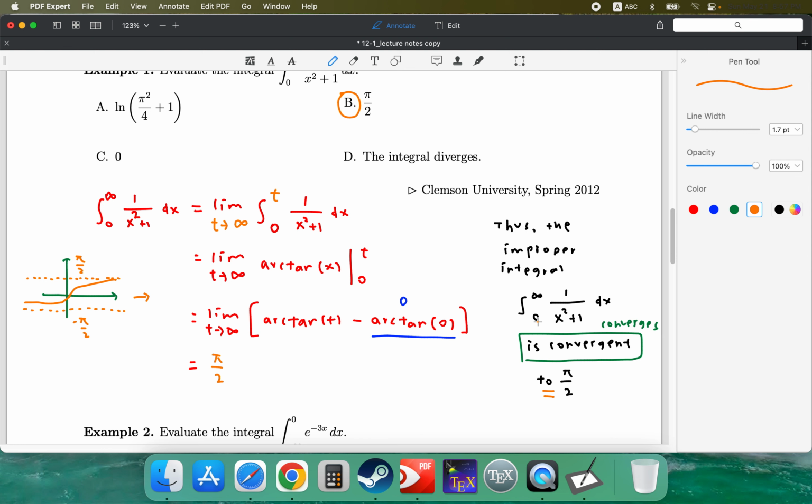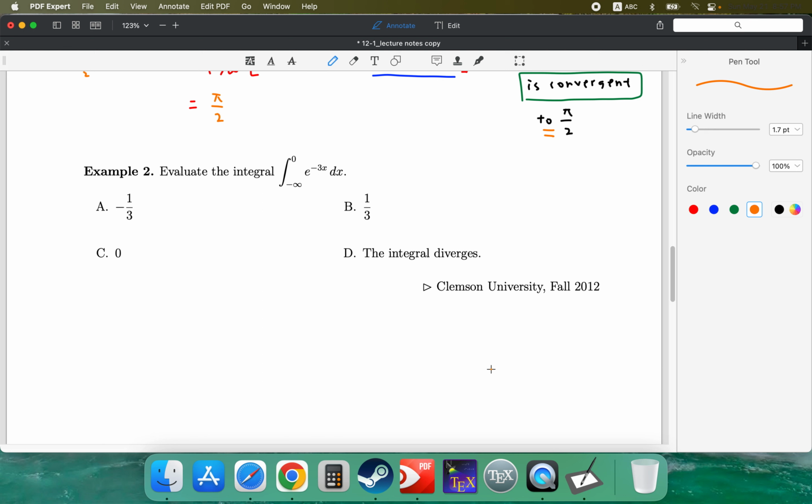So let's take a look at example 2. We want to evaluate the integral of e to the negative 3x from negative infinity to 0. You see negative infinity, so you know it is an improper integral because the interval of integration is infinite. Let's write this down. Remember, the first thing whenever you see an improper integral is to set up the limit.